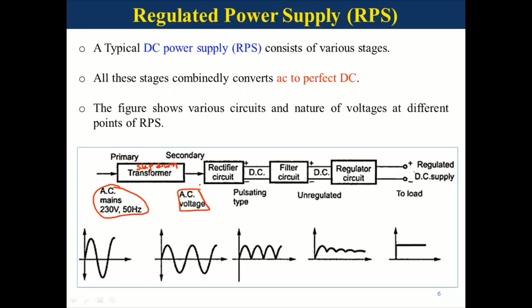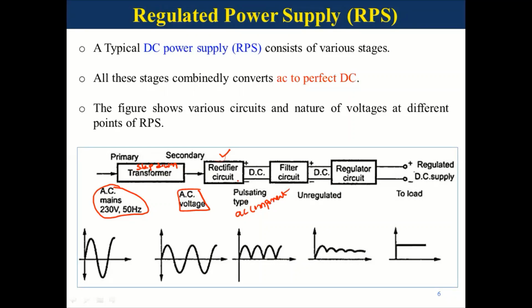Still, the output is an AC voltage. I want to convert the bidirectional signal into a unidirectional signal, so we need a rectifier circuit. That rectifier circuit converts AC to pulsating DC, which means this DC consists of an AC component. The rectifier simply converts the bidirectional signal to a unidirectional signal only.